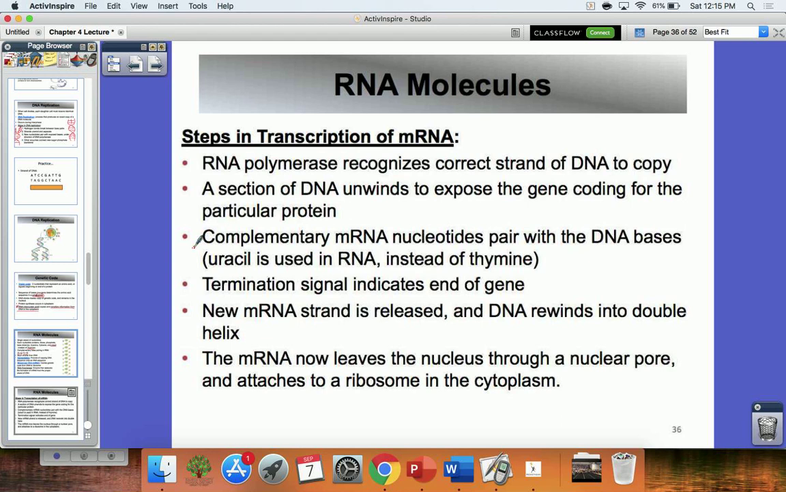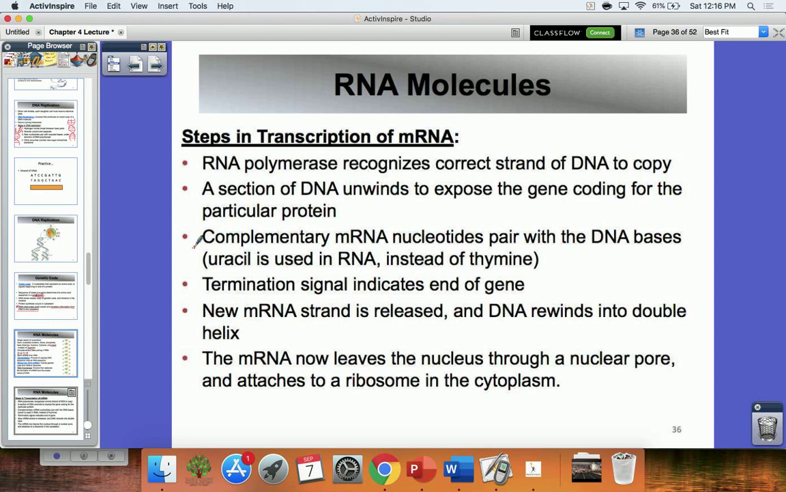And so RNA polymerase is going to recognize that DNA strand that needs to be copied. Then DNA is going to start to unwind so that it can start to be copied. Then mRNA is going to come there, and this is all happening inside the nucleus because this is where DNA is located. And it's going to start pairing A to U and C to G. So on a DNA strand where there's a C, it's going to pair G's. On the DNA strand where there's an A, it will pair U's. Or wherever there's a T on the DNA strand, it will pair an A.